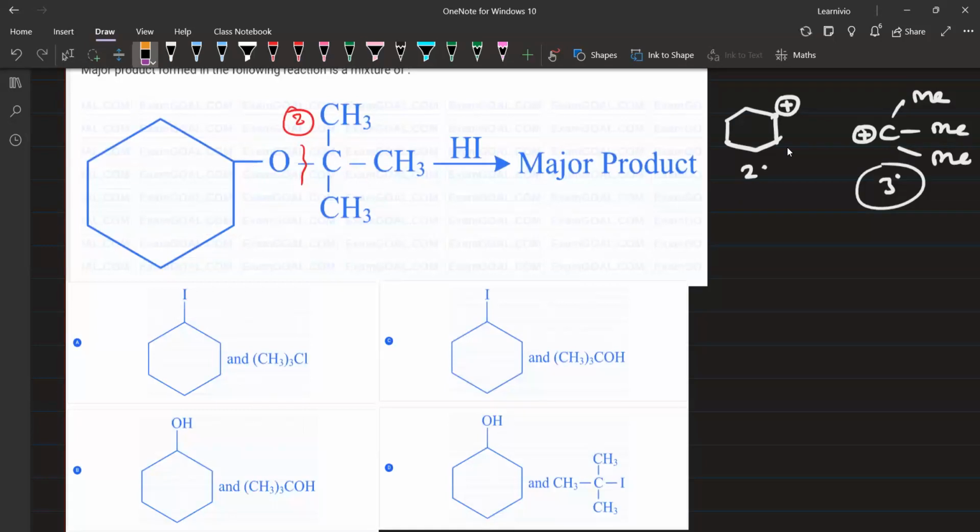So once you break the second bond, what will you get? You will get cyclohexanol. That means the hydrogen will obviously attach on the oxygen atom, and the carbon will get the iodine. Okay, so this B option will be correct. And I think there is a similar question in NCERT as well. Not exactly the same, but I think there is a very similar question in NCERT. Which is this question here.